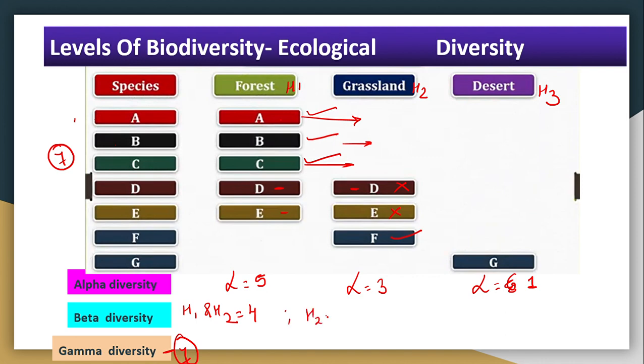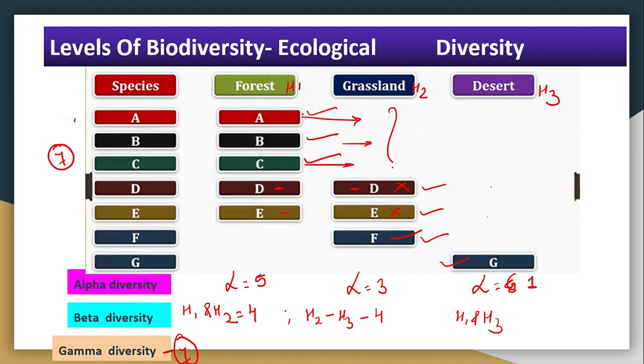What about H2 and H3? Are we going to check these? No, we are not going to check because the species is not present. Then how can we find out unique or common, right? So we are going to start with D. D is present over here. Is it present here? No. So it is going to be unique over here. E is present here. Is it present here? No. So unique. F is present here. It is not present here. So it is unique. What about G? G is present here but it is not present there. So again this is unique, right? It is not common. So how many beta diversity between H2 and H3? We have 4.